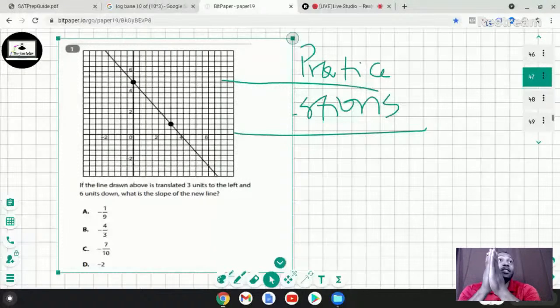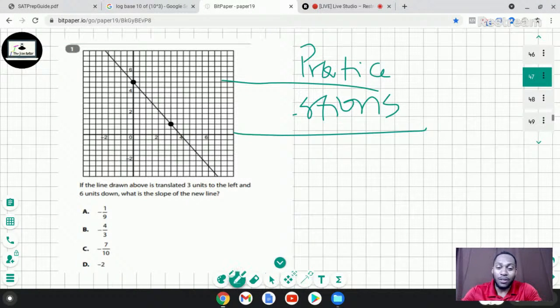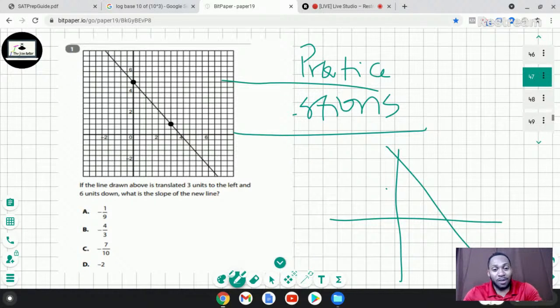Now here is the way not to do this. First, let's go over the way you don't want to do this, because this is the SAT and it's timed. The way that you don't want to do this is by starting to translate the line. What most people would do in this case is draw the line, and then try to translate it 3 units to the left, which is maybe somewhere here, and then 6 units down, which may be somewhere here. That's not what you want to do. Actually, if you do this, you'll still get the same answer.